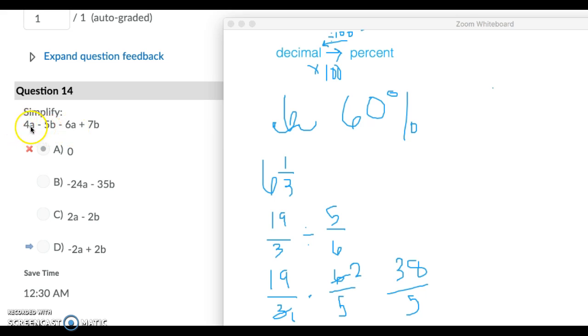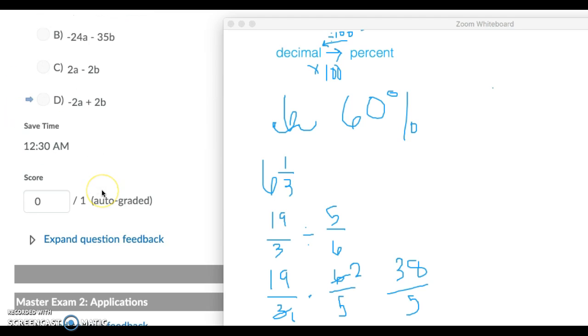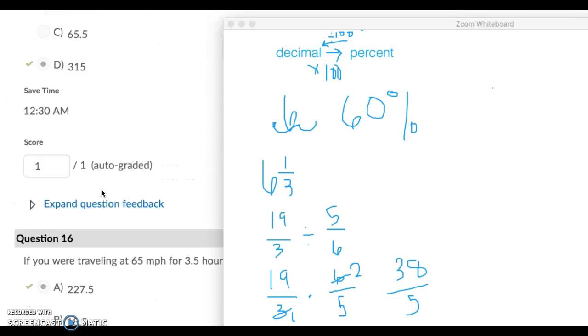So 4A minus 2A would give me a negative 2. If I have a negative 5 plus 7, it would be a positive 2. So hopefully, looks like you just added them all together, but you got to keep them separate.